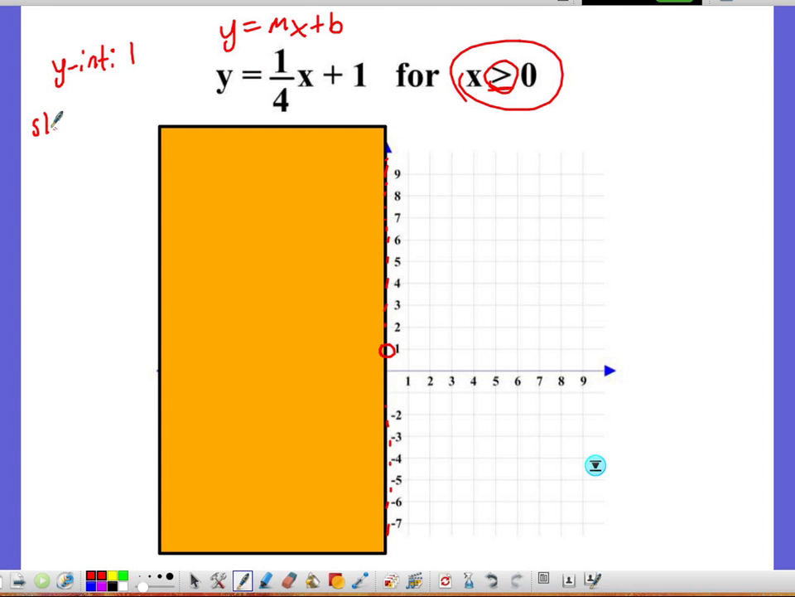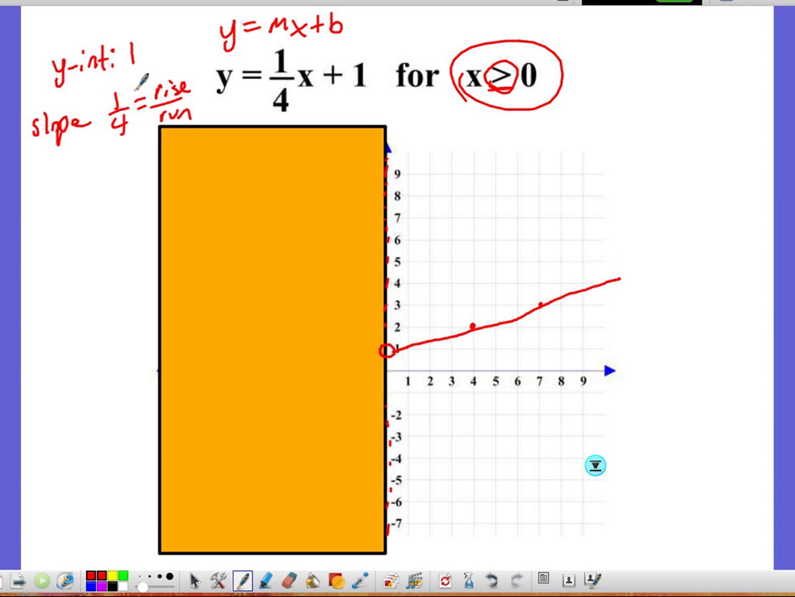The slope is going to be 1 over 4, which is the rise over run. So I was really glad that some of my students were able to explain this to me. You just start from the y-intercept, go up 1, and run over 4: 1, 2, 3, 4, and so on.